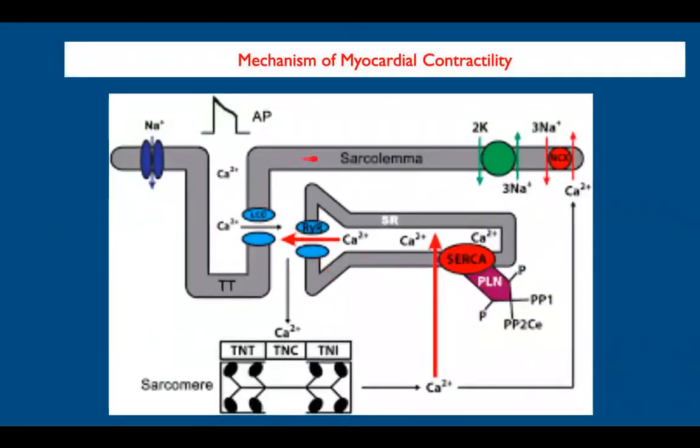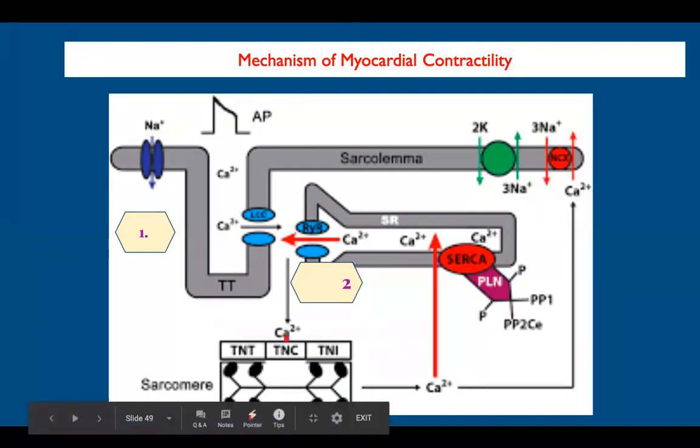So this is the sarcolemma, this is the sarcoplasmic reticulum, and this is the actin and myosin filament. You know that the heart muscle requires intracellular calcium to contract. And if the intracellular calcium is more, the heart muscle contracts more as a pump. So when there is sympathetic stimulation, there will be increased influx of calcium. Also, there will be increased release of calcium through calcium release channels, which are called ryanodine receptors. And these in turn will result in increased contractility.